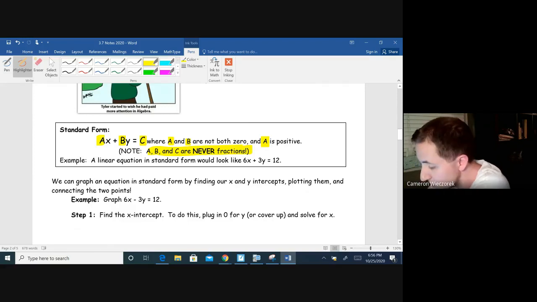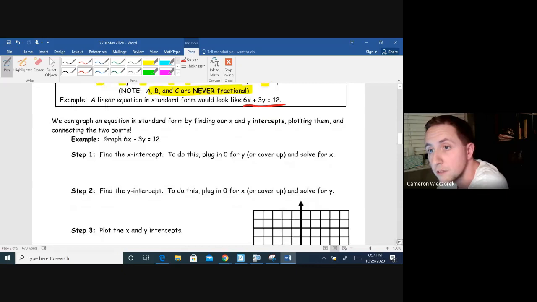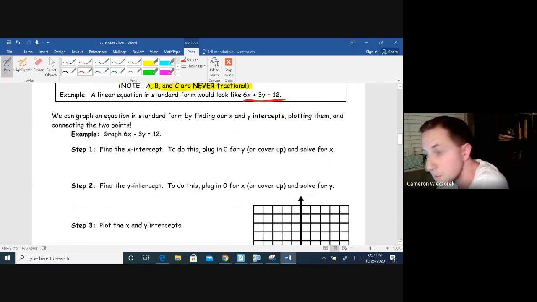Okay. So for example, 6x plus 3y equals 12 would be an example of an equation that's written in standard form. 6, 3, and 12 are all positive. They're not 0, and they're not fractions. You can actually graph a line directly from standard form without having to switch it to mx plus b by finding the x and y intercepts.